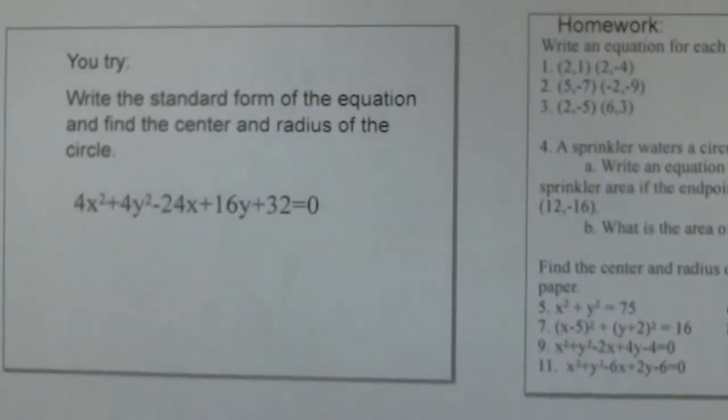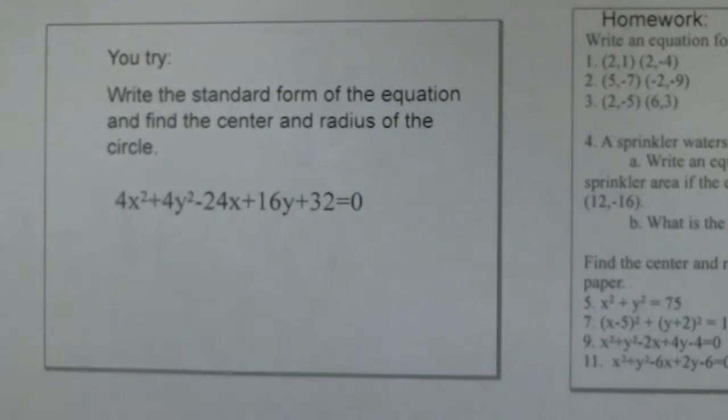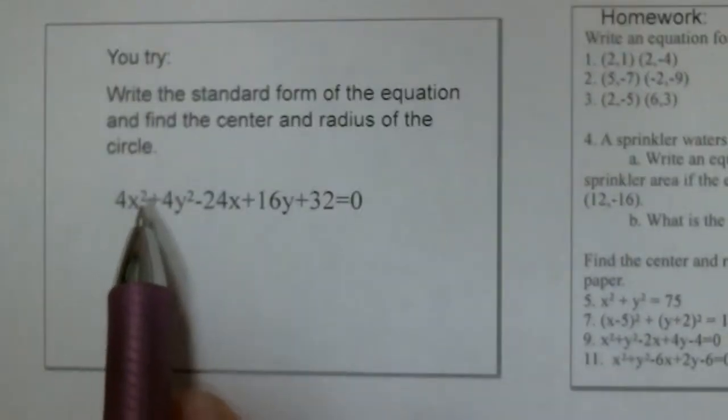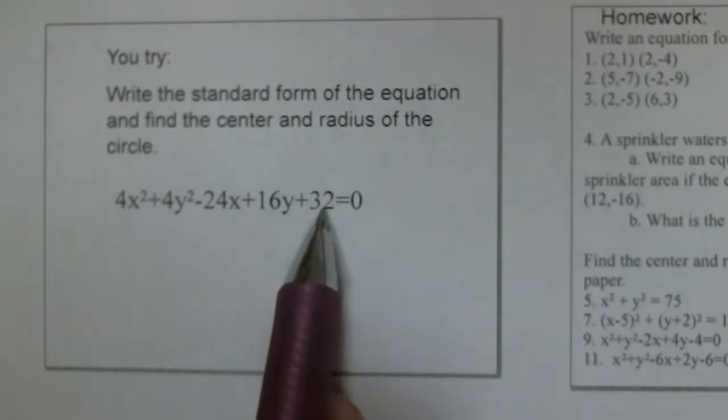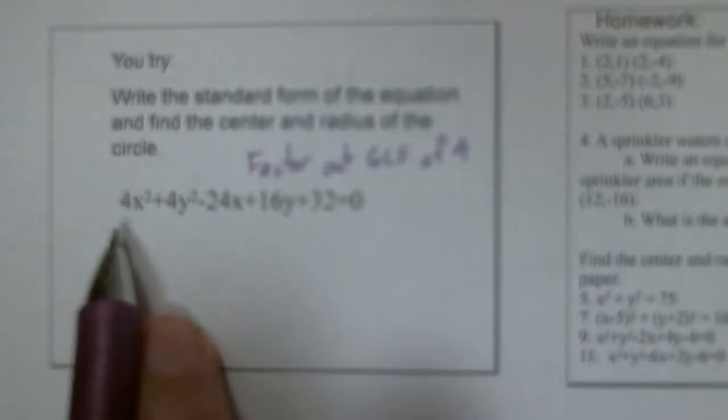So just like we solved quadratics, guys, the first thing that we always want to do is see, is there a GCF that I can pull out? Is there a greatest common factor? What do you notice about all these numbers? Yeah, they're even, but also what else? They're also divisible by 4, right? So let's factor out a GCF of 4.